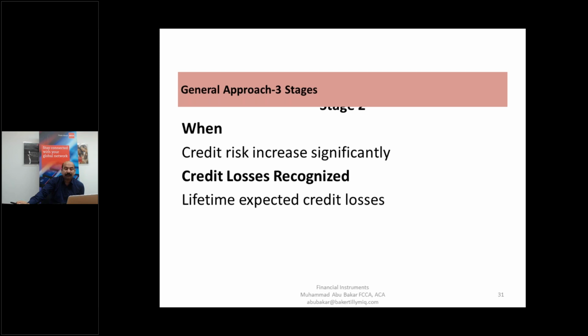As in stage 1, the movement in expected credit losses is recognized in the profit or loss and through the loss allowance account in the statement of financial position. However, if at the reporting date the credit risk has not significantly increased, the instrument will remain in stage 1 of the model.